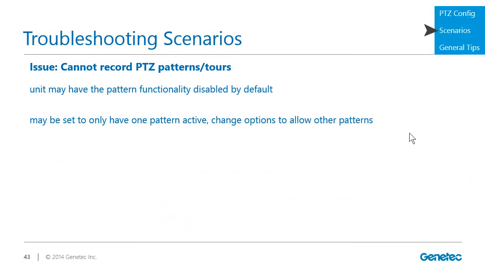For some units, the default unit functionality may not support more than one pattern or the ability to record patterns. Check the web interface to see if there's an option to set more than one pattern as active, and make sure the Patterns feature is present and enabled.